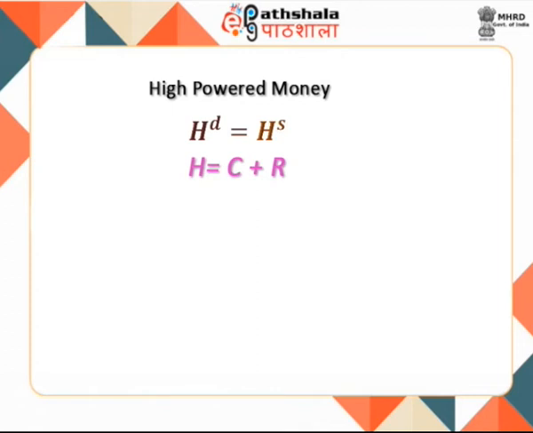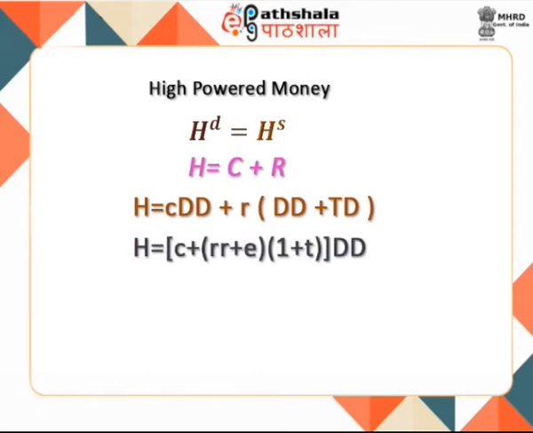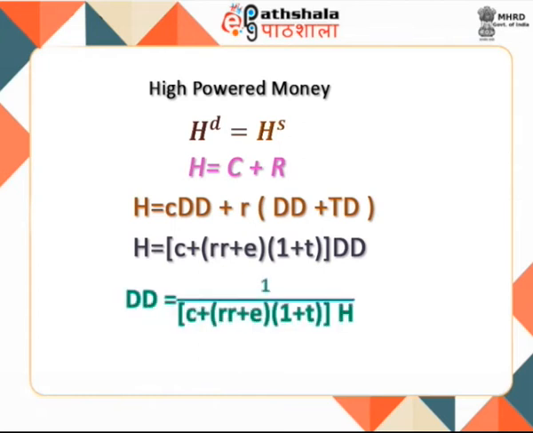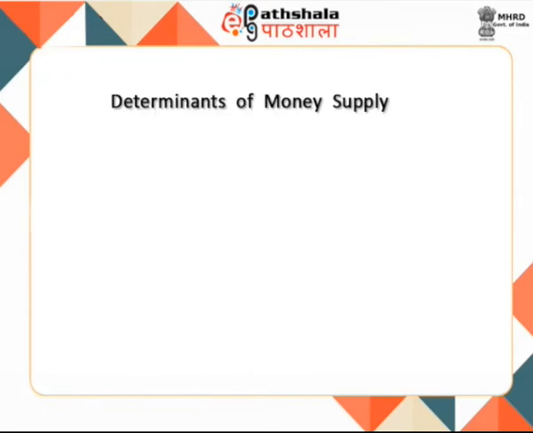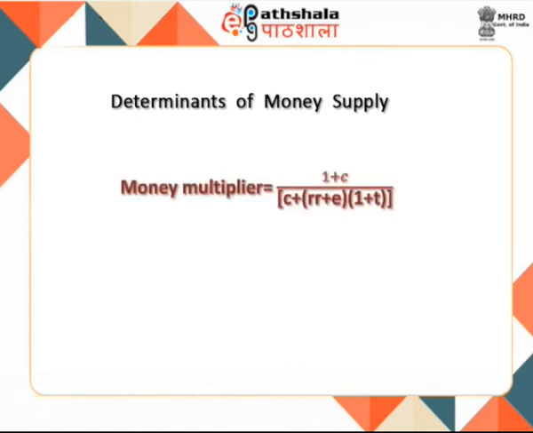Now substituting for C is equal to C, DD and D is equal to DD plus TD in the expression, we now substitute for TD is equal to T DD and R is equal to RR plus E to get the expression. This gives the expression for demand deposits. Now to determine the money supply in an economy, we substitute the values of C is equal to C dd into the money supply equation to get the value of the money multiplier as this makes money supply a function of C, RR, E, T, and H.